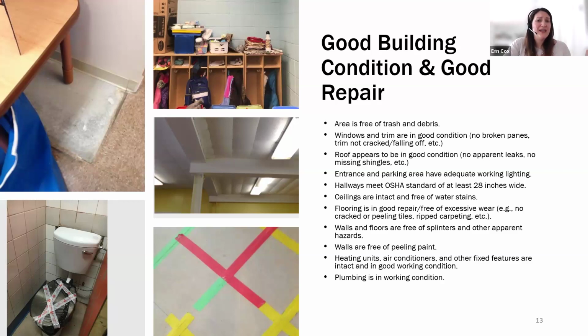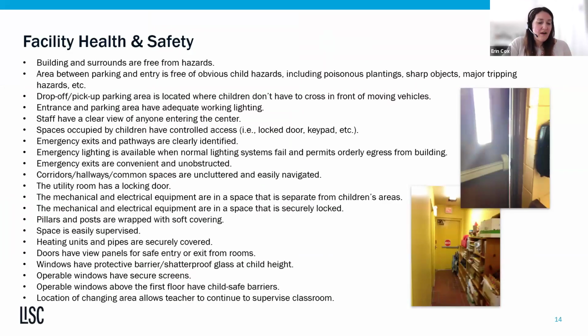And in addition to building condition and good repair, referenced in regulations are generally facility health and safety. So common things that are referenced, and I won't read all of these, are that there aren't any sharp objects or major tripping areas, or obvious child hazards that can impact a kid's ability to move freely through a space, that emergency exits and pathways are clearly identified, that spaces are uncluttered, that space is easily supervised, and that heating units are concealed and separate or securely covered, and that operable windows have secure screens.